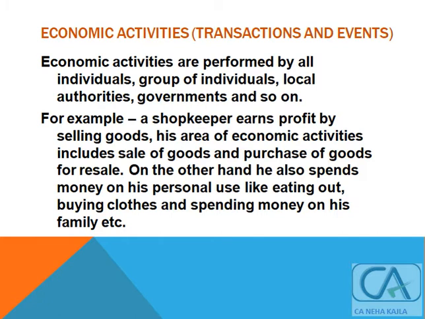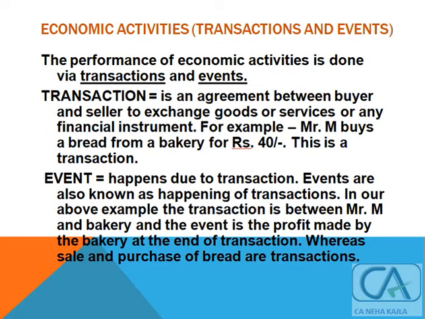So, economic activity has two elements, as I told you before, transactions and events. The performance of economic activity is done via transactions and events. Let's understand what is a transaction and what is an event. A transaction is an agreement between a buyer and a seller to exchange goods or services or any financial instrument. Here, the financial instrument is the monetary value of the sale or purchase of the good or service, as the case may be.